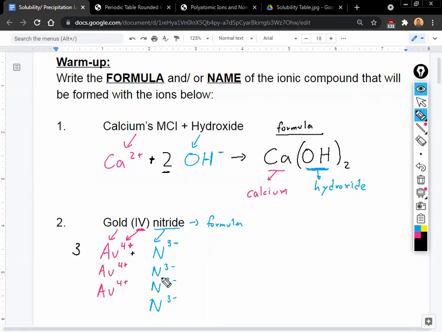And then we have 1, 2, 3, 4. So we have 4 nitrogens. Okay, any questions about how we got that? I know it's a little bit tricky, but again, we're not going to be counting very high in this unit. So just keep adding until they balance out. Okay, so for the formula, we have 3 of these guys. So we put Au3. We use 4 nitrogen, so it's going to be N4. And there is your formula.